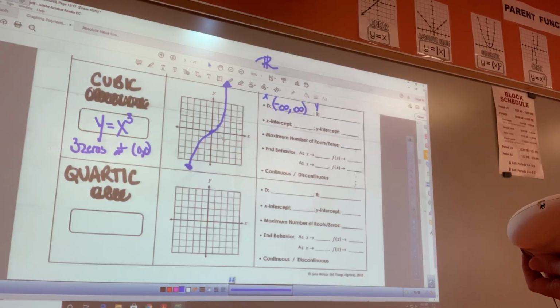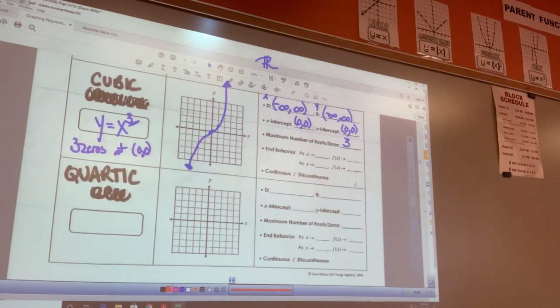So for our range, are there any restrictions on the y values? Regardless of what x I put in, my y values are going to go on forever. So it's the same thing, negative infinity to infinity. Our x-intercept crosses at 0, 0. Our y-intercept is the same thing. Maximum number of roots I can have for a third degree is going to be 3. This may be new to you in behavior.